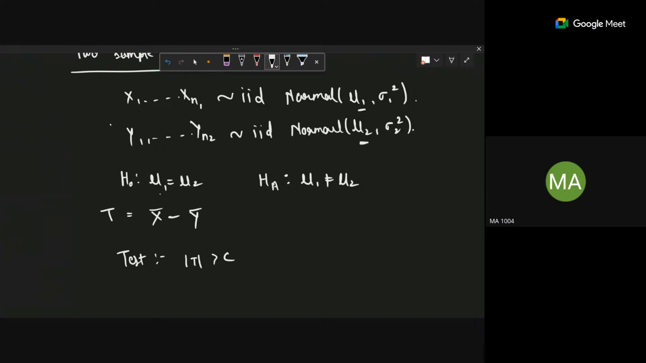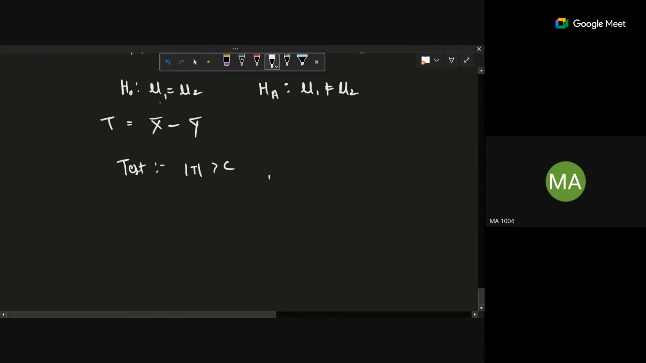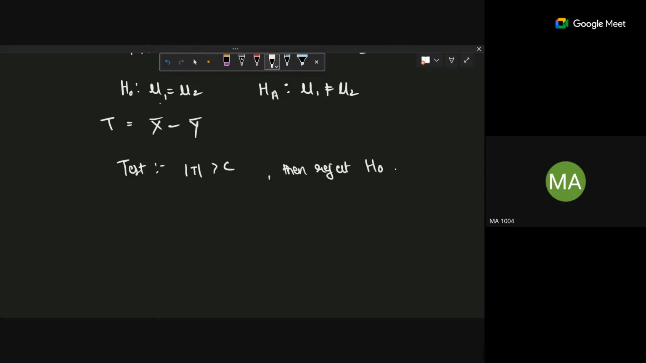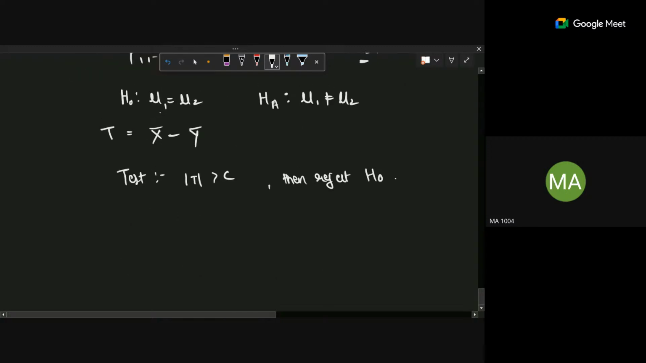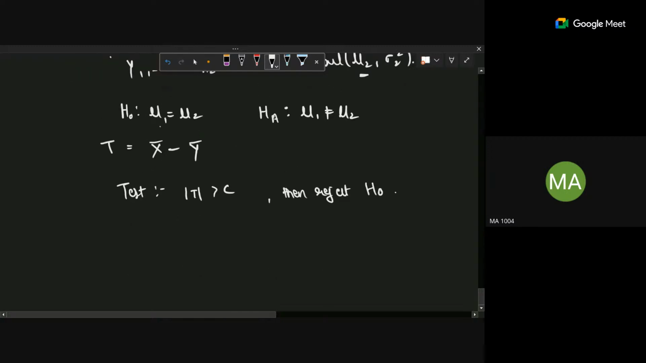So this is what, then reject h naught. Are you getting it? Any doubt here? No. Okay, so modulus t greater than c.